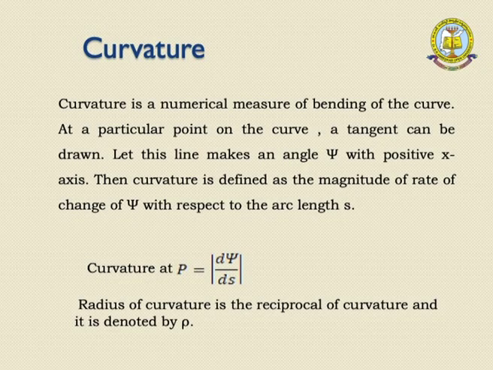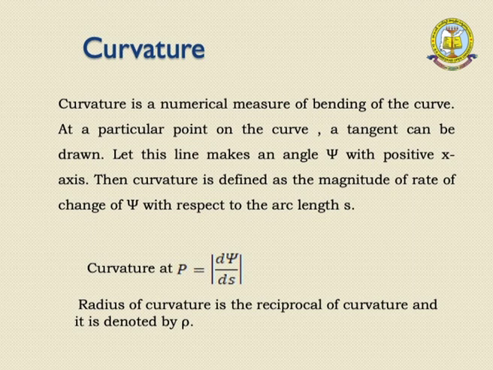What is a curvature? Curvature means bending of a curve. The numerical measure of bending of a curve is known as curvature. At a particular point on the curve, a tangent can be drawn. This tangent may make an angle psi with the positive direction of the x axis. The curvature is defined as the magnitude of the rate of change of psi. That means, curvature at P is modulus of d psi by ds.